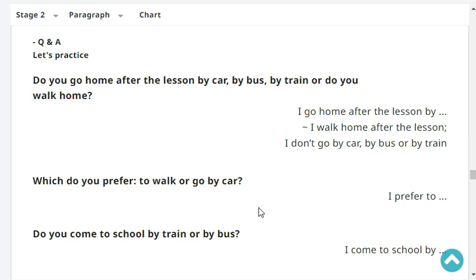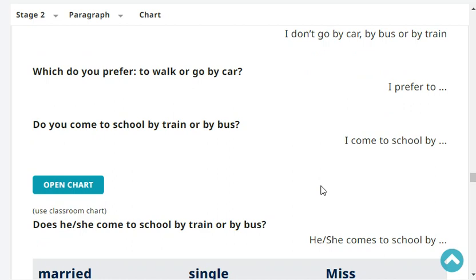Do you go home after the lesson by car, by bus, by train, or do you walk home? I walk home after the lesson. Very good. Which do you prefer, to walk or to go by car? I prefer to walk than to go by car. Very good.